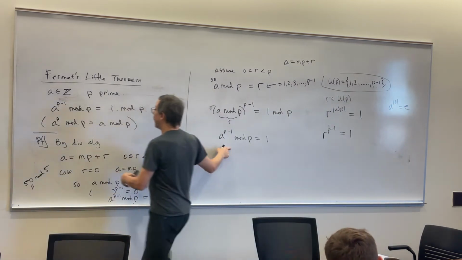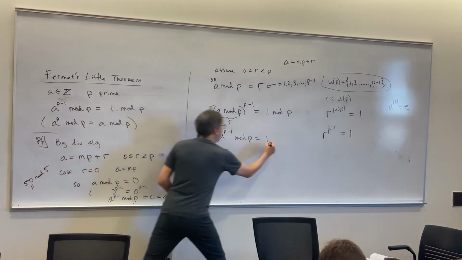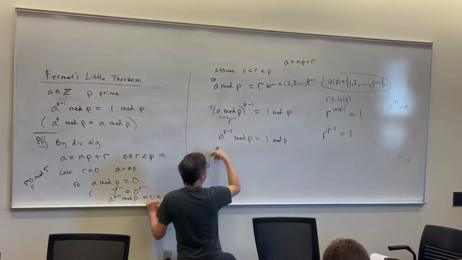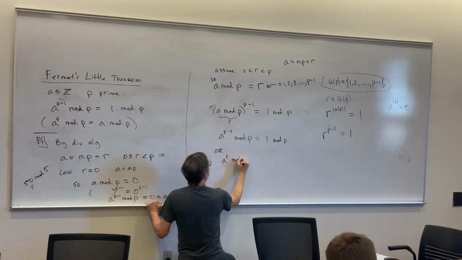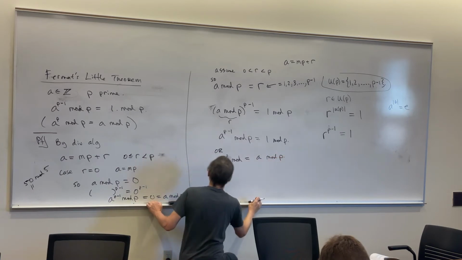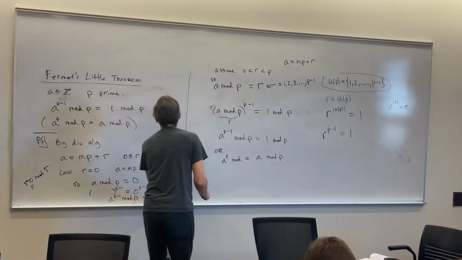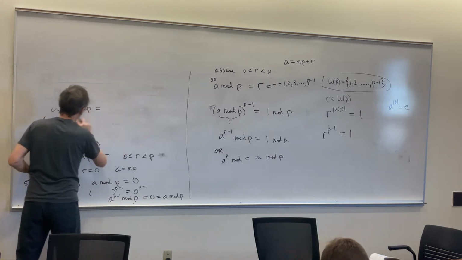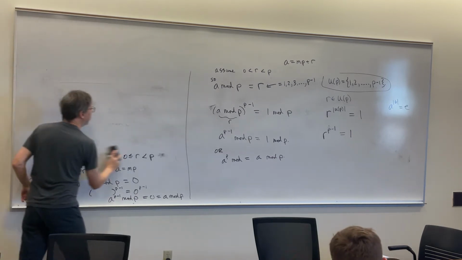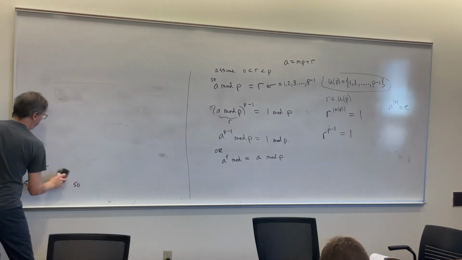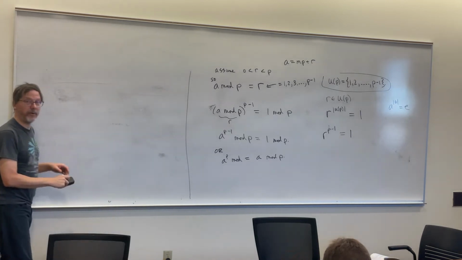So this is the first result that I stated. And then if you multiply both sides by a, you get a to the p mod p equals a mod p. Like I said, that's not great, not for me anyway. So this result is almost essential in cryptography, where we're doing any kind of crypto.